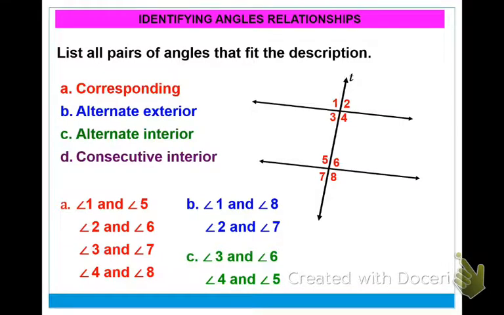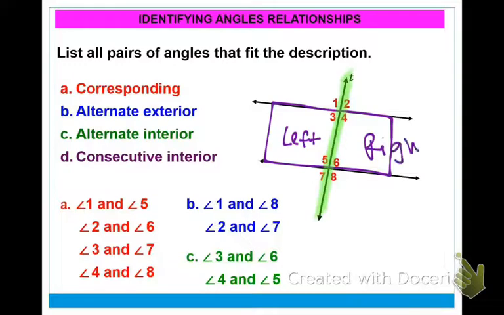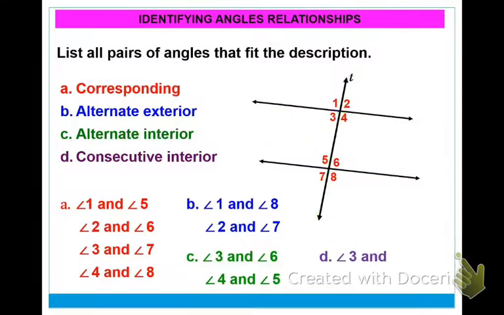The last is consecutive interior. So still looking on the inside. You're looking on one side of the transversal. So the transversal cuts the box into a left side and a right side. We all see that? Okay. So consecutive means they're both on either the left or both on the right. So it'd be 3 and 5, and then 4 and 6. Good.